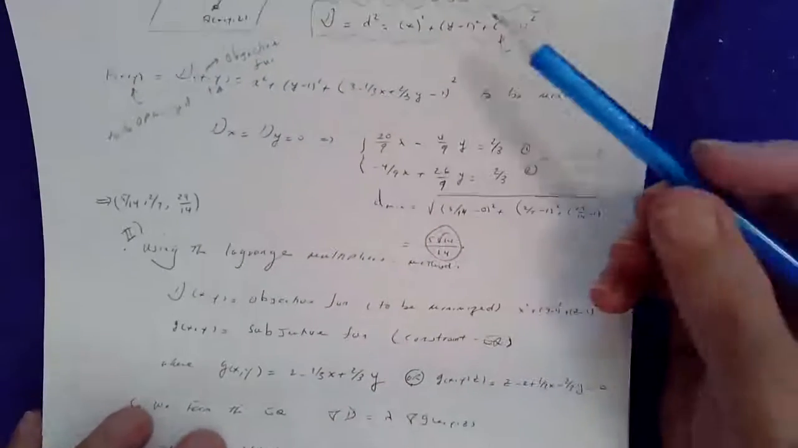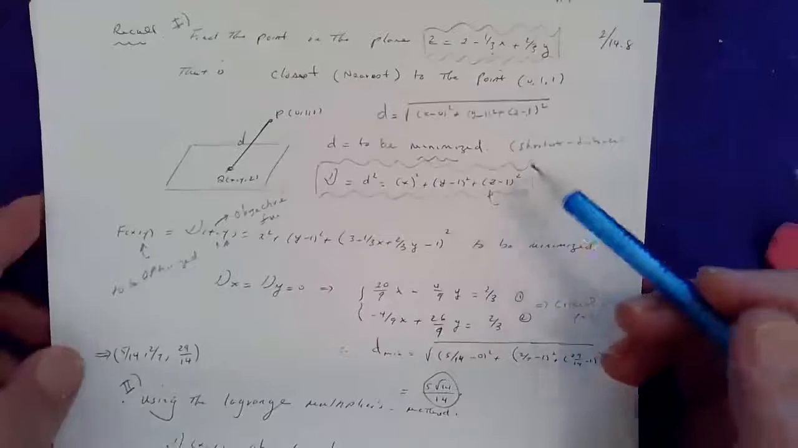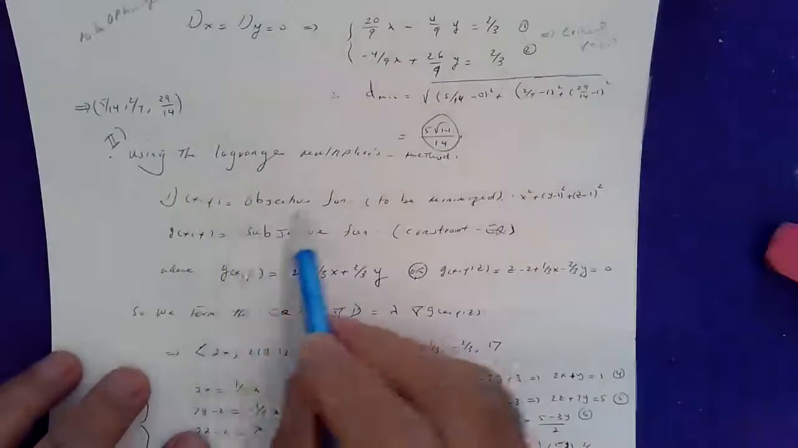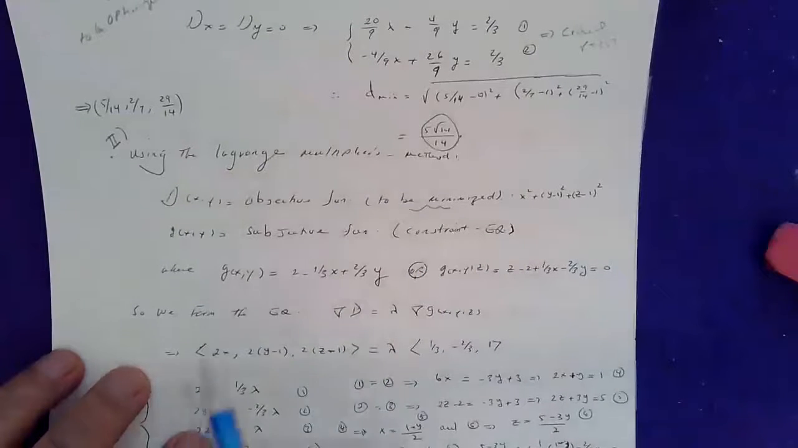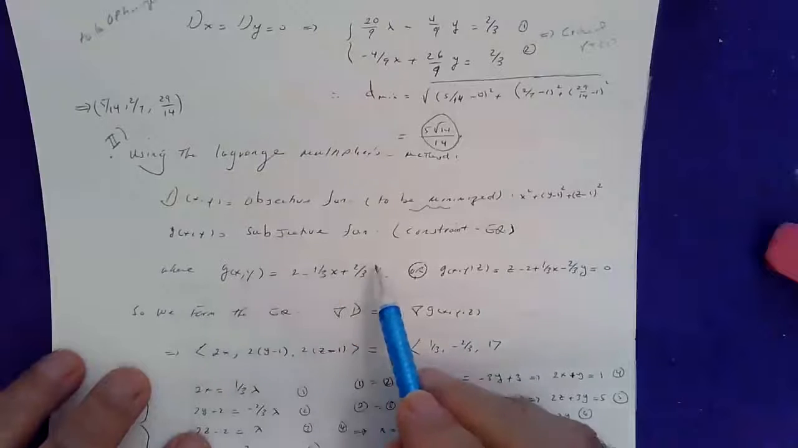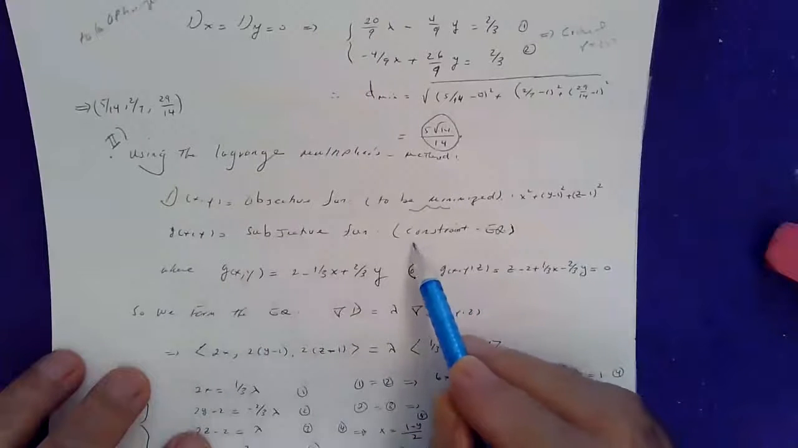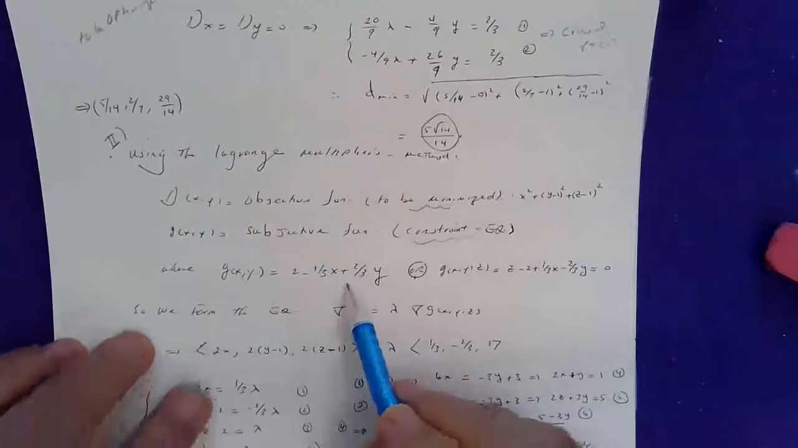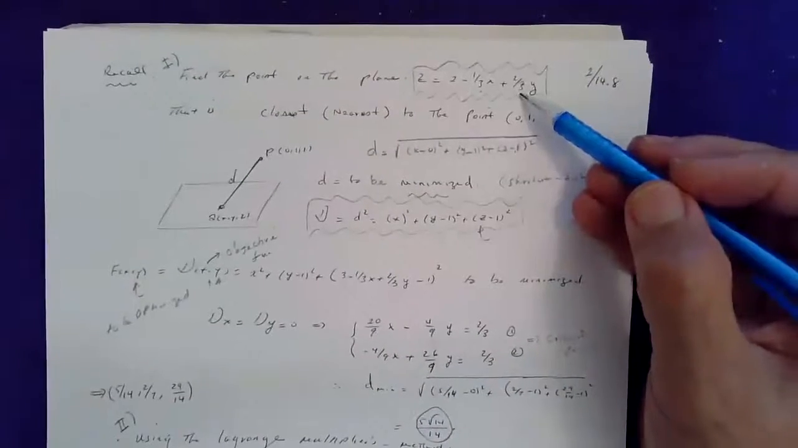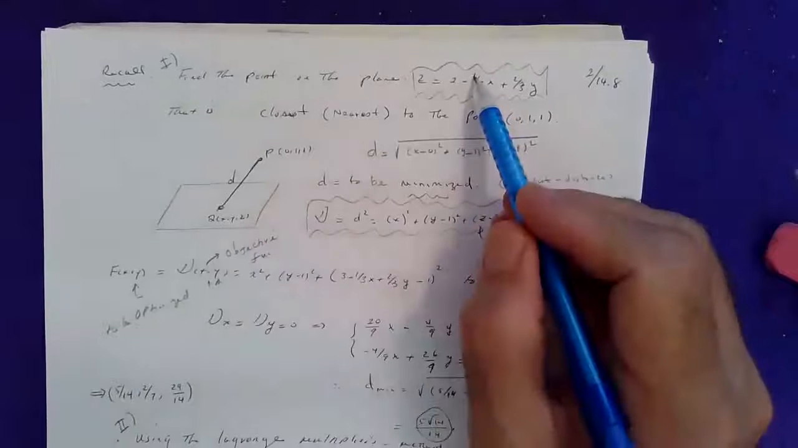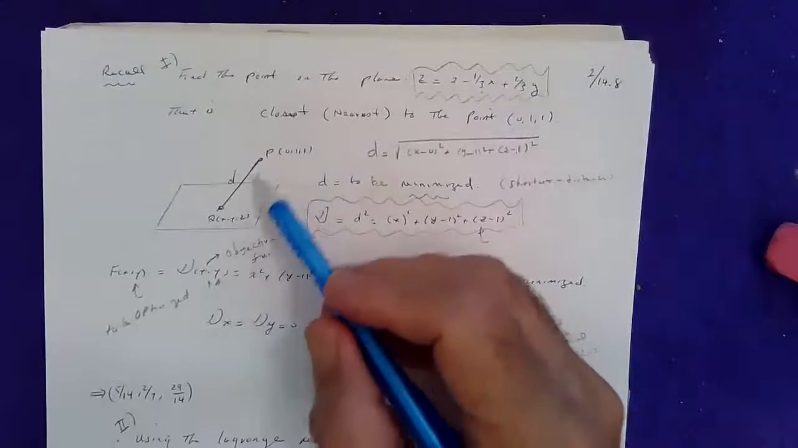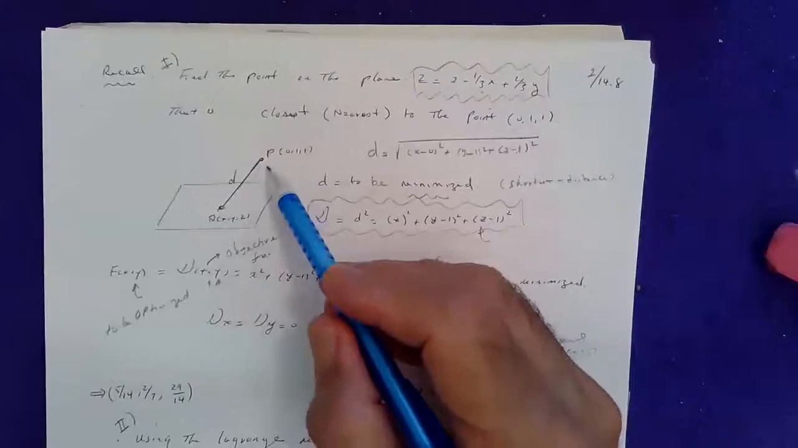Now the question is, how would you do the same problem using Lagrange multipliers? Well, remember, the objective function is this. The capital D is what we're trying to minimize. But it's subject to what we call the constraint equation, which is the equation of the plane. In other words, I don't want just any point in space. I only want the points on this plane, which gives the shortest distance to this point, which is off the plane, correct?